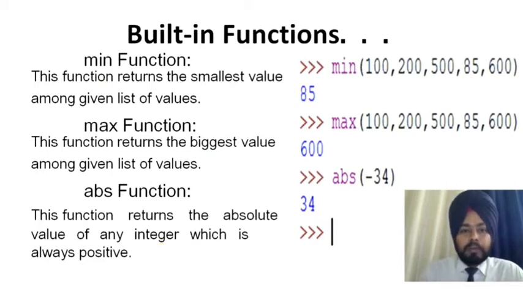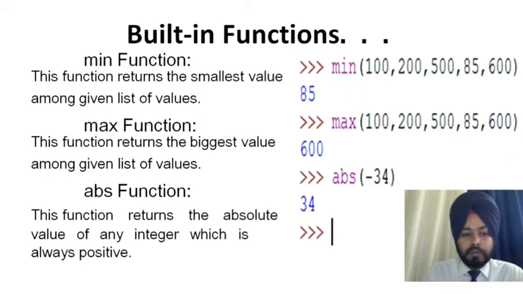Built-in functions. Here are also some more. Minimum function. This function returns the smallest value among a given list of values. For example, what is the use of the minimum function? With the help of the minimum function we can get the minimum value from the elements. Max function. This function returns the biggest value among a given list of values. Means to say we can get the biggest element from the values.